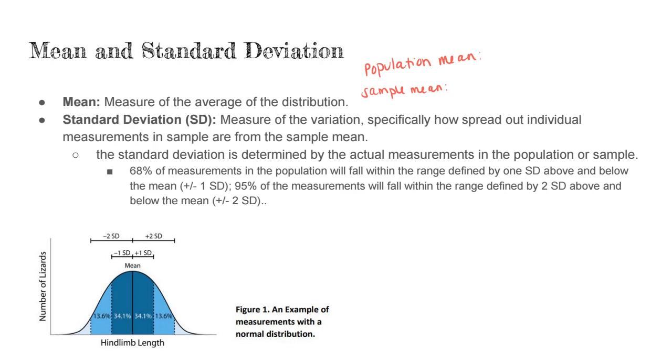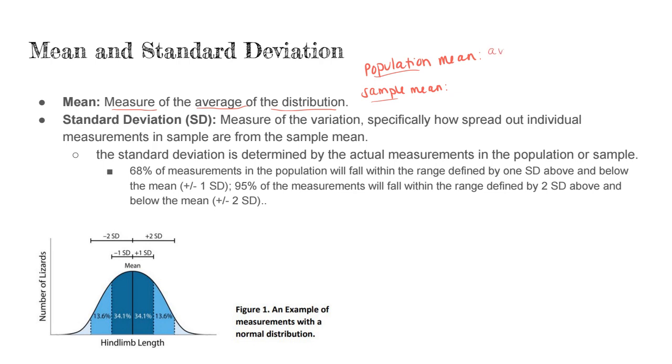The simulation calculates the mean and standard deviation for you, but it is imperative that you understand what those calculations mean for what you're trying to figure out. The mean is the measure of the average of the distribution. But when you look at the parameters in the simulation, you see a population mean and a sample mean. What is the difference between the two?